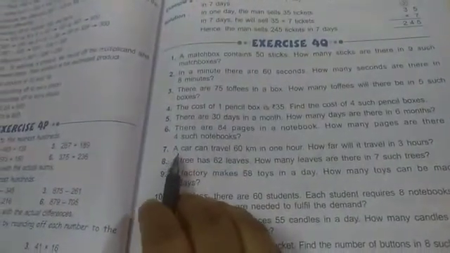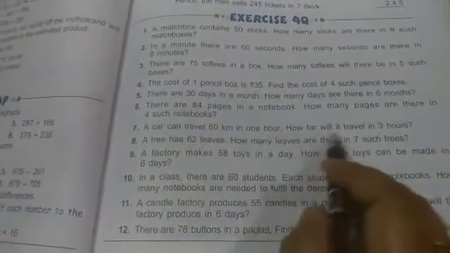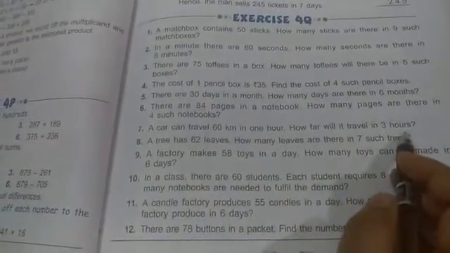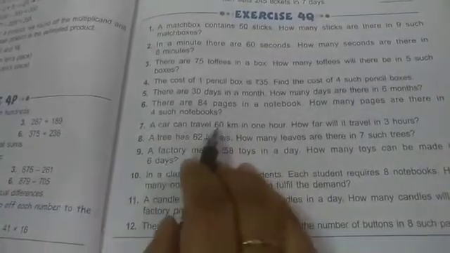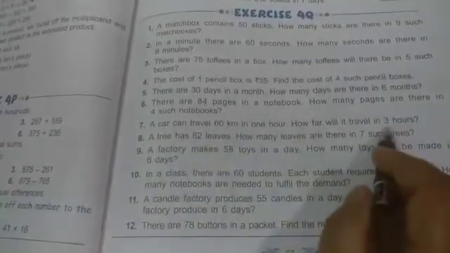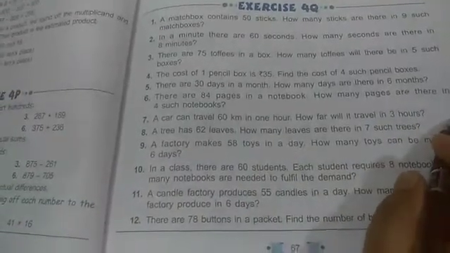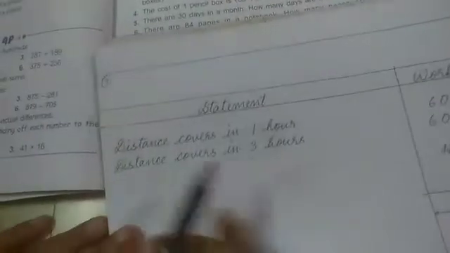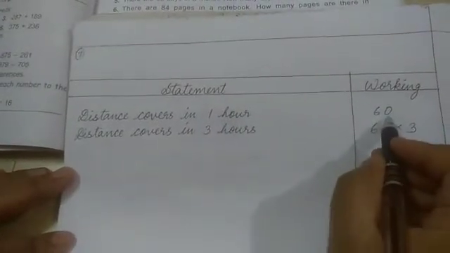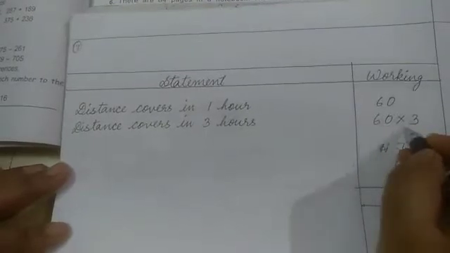So here the question is given: a car can travel 60 km in 1 hour. How far will it travel in 3 hours? In 1 hour the car moves 60 km, so for 3 hours how much distance it can cover, we have to find out. As it is given about the distance, we will start the statement with distance. We will write distance covered in 1 hour, it is 60. Distance covered in 3 hours, we will write as 60 into 3.